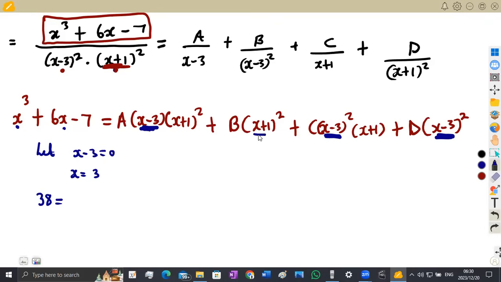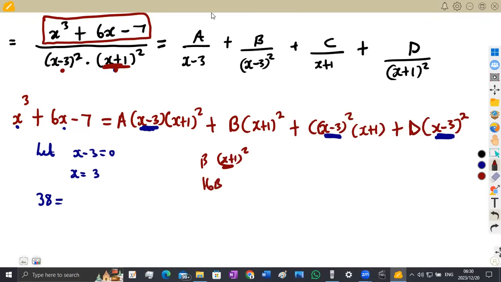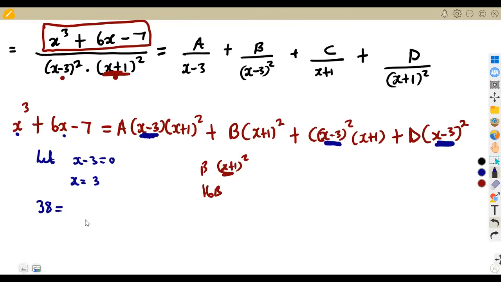So we substitute in place of x plus 1 squared, which is on b. So you're going to substitute our x. It's going to be 3 plus 1 squared, which is 4 squared, which is 16. So it's going to be 16b. Here we are going to obtain 16b.